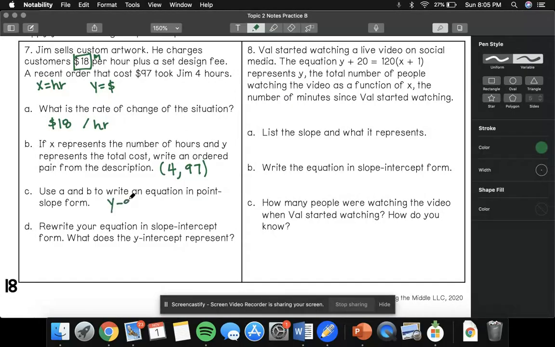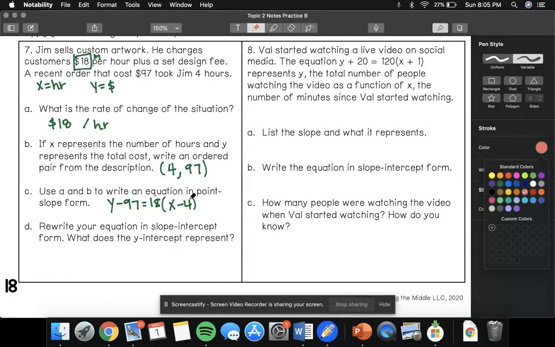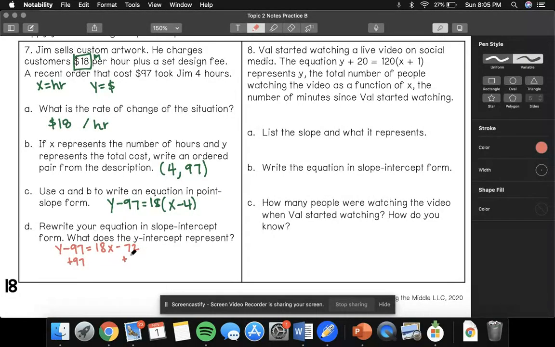Then it says to use A and B to write an equation in point-slope form. So y minus y1 equals our slope times x minus x1. Now it says to rewrite your equation in slope-intercept form. So let's distribute. y minus 97 equals 18x minus 72. Then we would add 97. And we get y equals 18x plus 27.